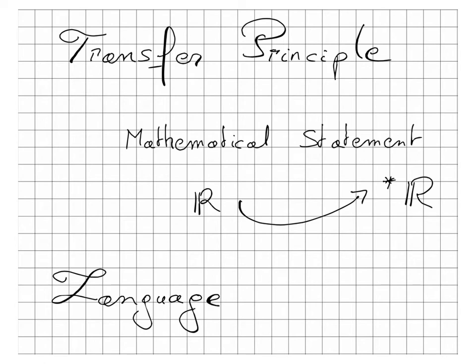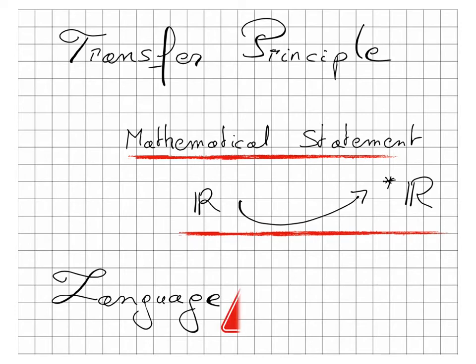In simple words, the transfer principle allows you to push a mathematical statement from R to star R and inversely. However, those mathematical statements are submitted to constraints in the way we express them. It is therefore important we agree on the mathematical language.